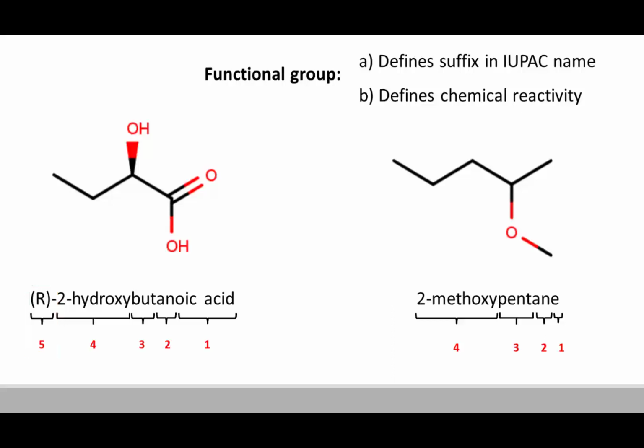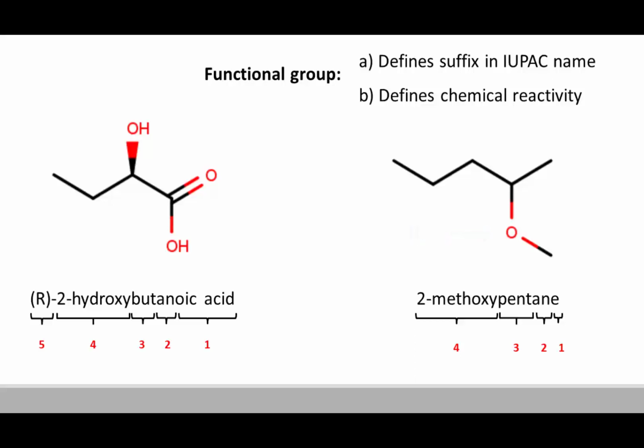The name for the molecule on the right-hand side shows a 5-carbon chain, PENT, no carbon-to-carbon double bonds, AN, and no functional group, as indicated by the E suffix. The substituent in this molecule, however, may give rise to some confusion. It is referred to as the ether functional group.